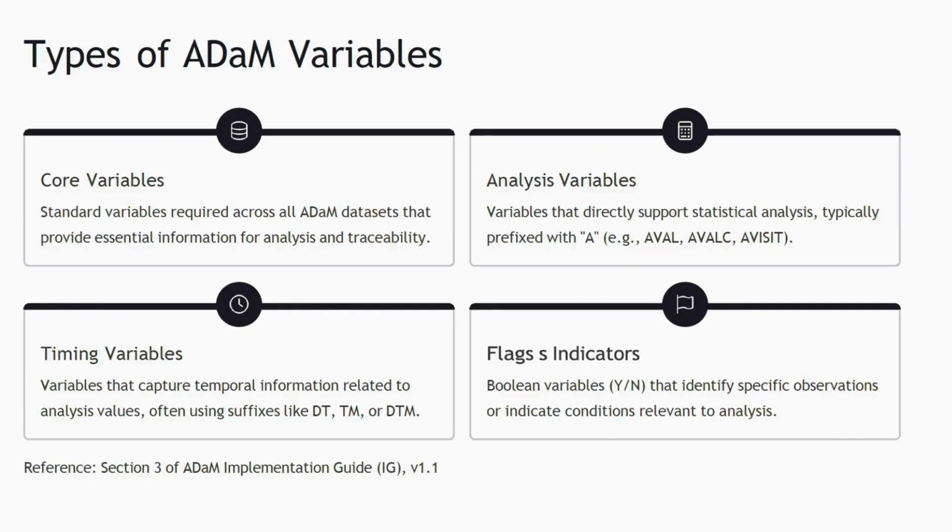And analysis variables that directly support statistical analysis, typically prefixed with A, like AVAL, AVALC, and AVISIT. And the timing variables that capture temporal information, often using suffixes like DT, TM, and DTM. And the flag indicators, the Boolean variables, yes or no, that identify specific observations to indicate conditions relevant to analysis.